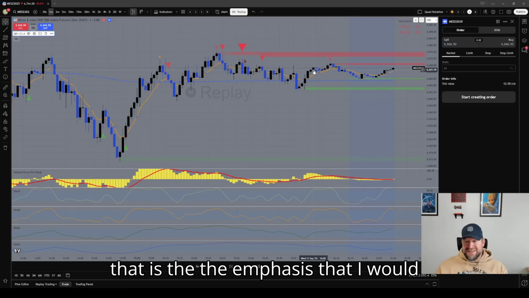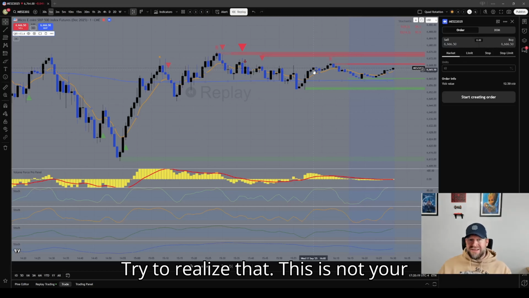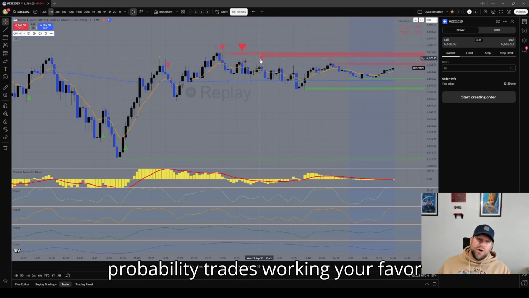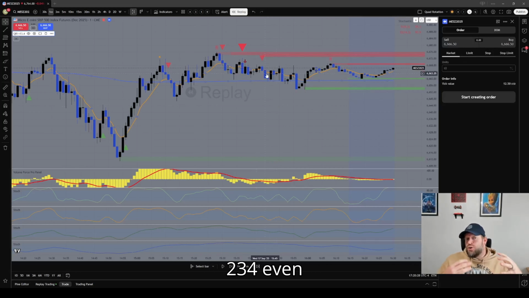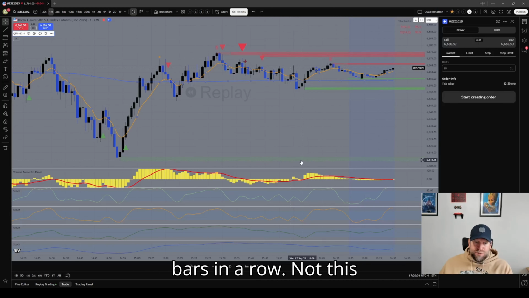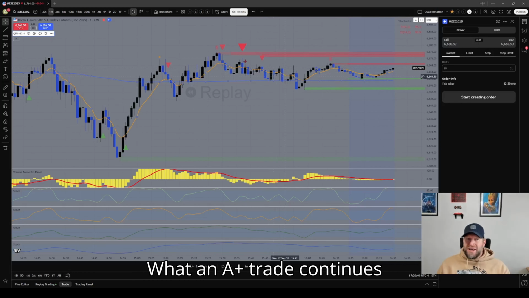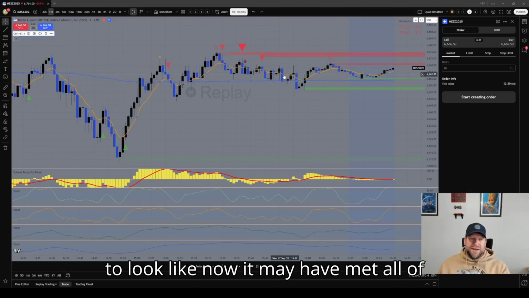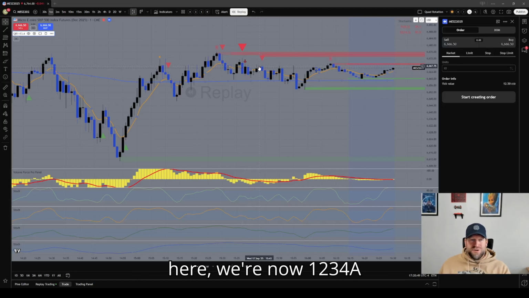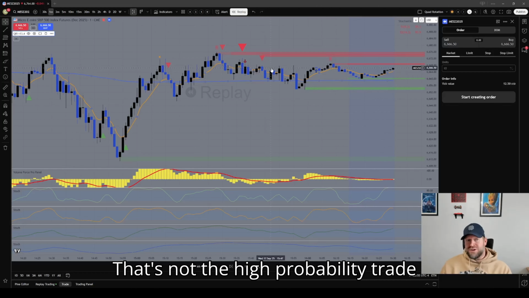So that is the emphasis that I would have for you on a losing trade. Try to realize that this is not your normal setup. Your normal setup, the high probability trades, work in your favor immediately and have 2, 3, 4, even as many as 10 bearish bars in a row. Not this choppy action. This is not what an A-plus trade continues to look like. Now, it may have met all of the criteria right here, but as you saw here, we're now 1, 2, 3, 4, a pullback, 1, 2, 3, now back up. That's not the high probability trade you're looking for.